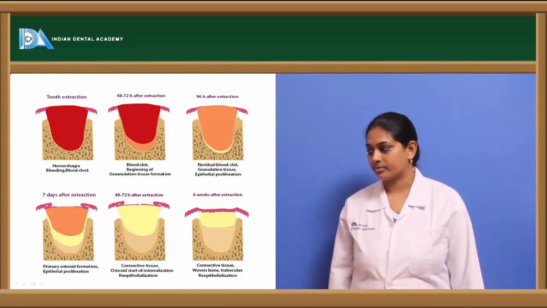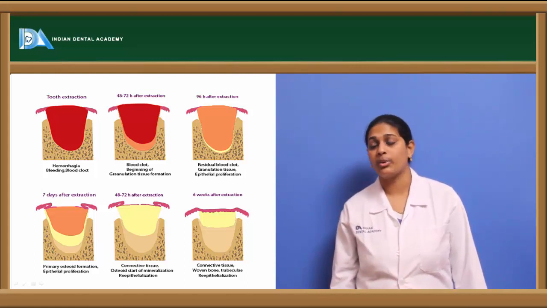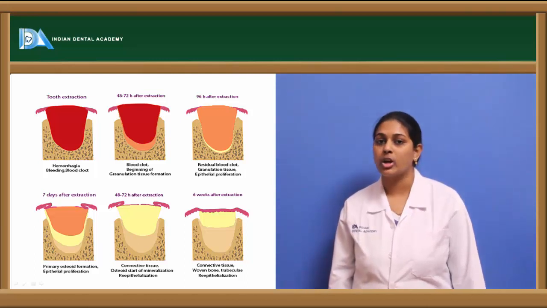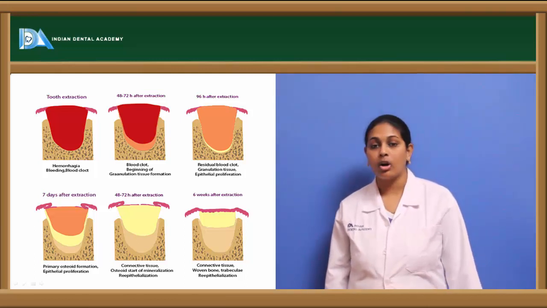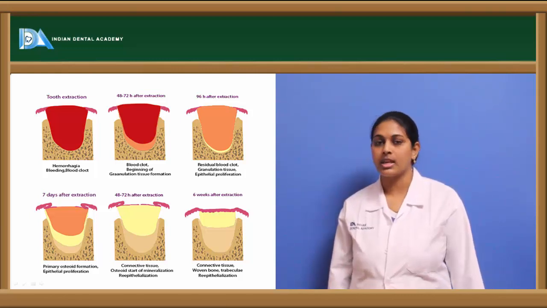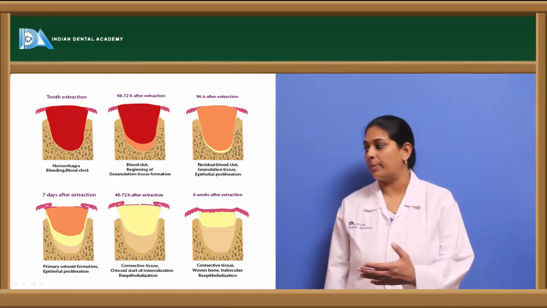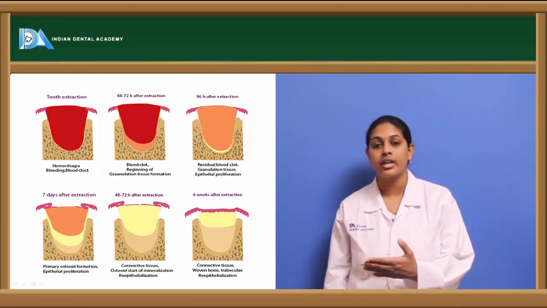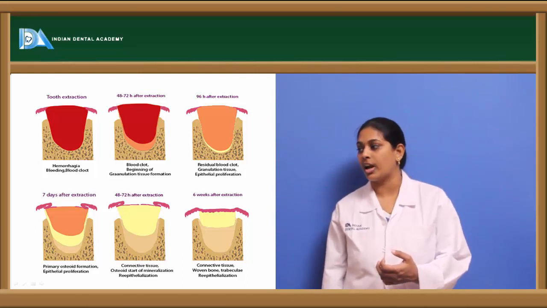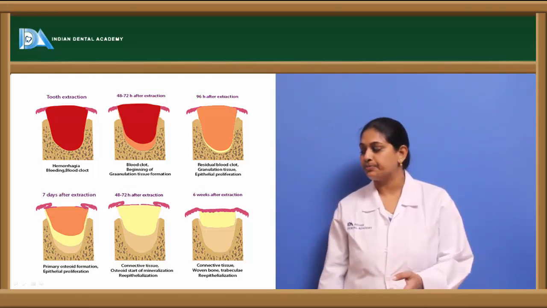Coming to the 7th day, that is 1 week after extraction, we see a reduction in the granulation tissue because of some wound contraction, and along with that we even see primary osteoid formation, that is, new bone formation can be seen. We even see new epithelium which is being proliferated, indicated by pink in color.